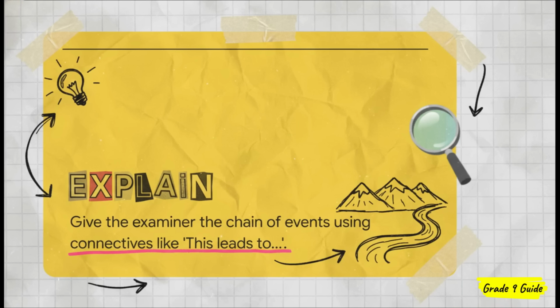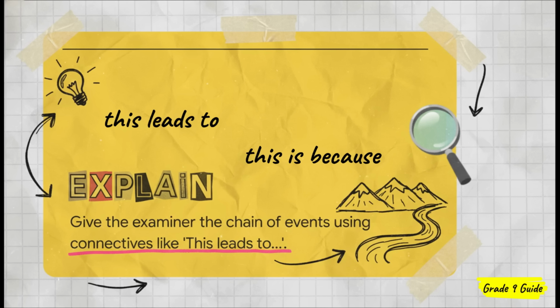Let's break down a couple of those command words. If the paper says explain, you cannot, I repeat, cannot just list facts. You absolutely must use connectives. Words like this is because or this leads to. You have to give the examiner the full chain of events using phrases like this means that.